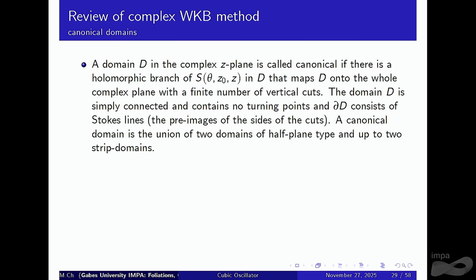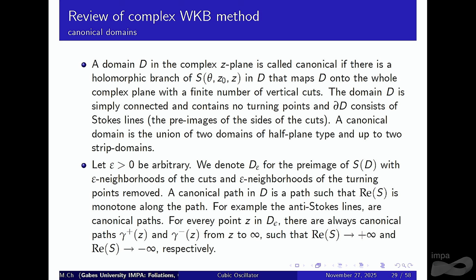So we define what is a canonical domain. A canonical domain in the z-plane is a domain where this function S, the real part, is always monotonic, and for epsilon positive, to build the uniform asymptotics of the fundamental system in lambda and Z. So at any point of this canonical domain, we have an assigned canonical path going to infinity with this condition, real S going to plus infinity and real S going to minus infinity respectively.